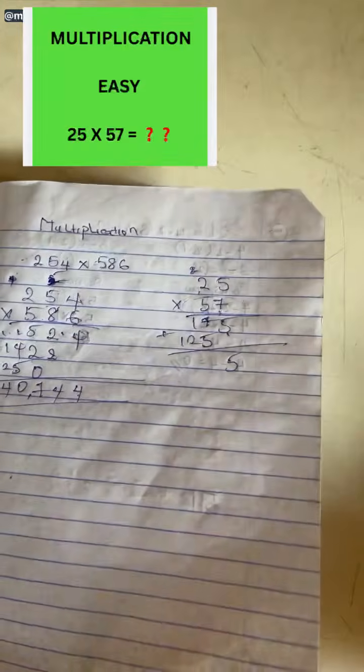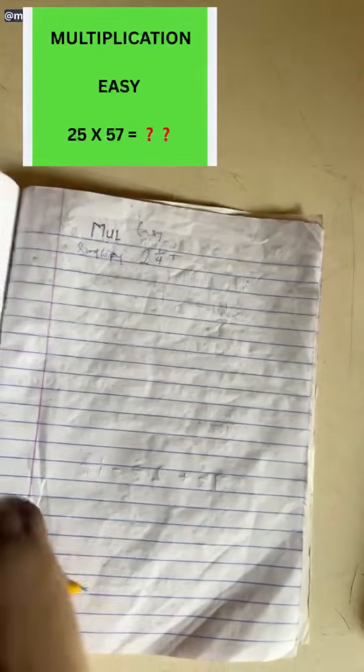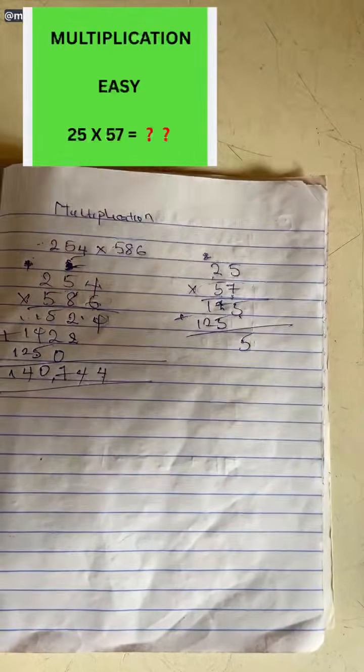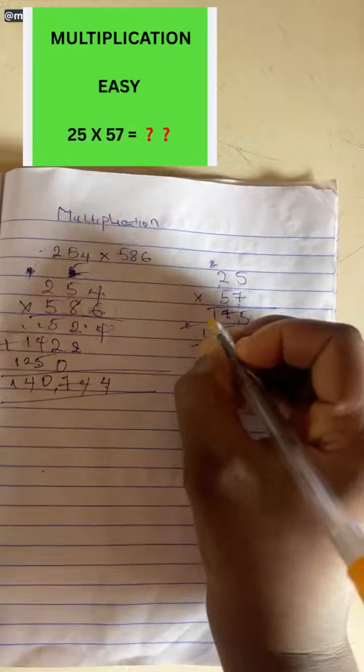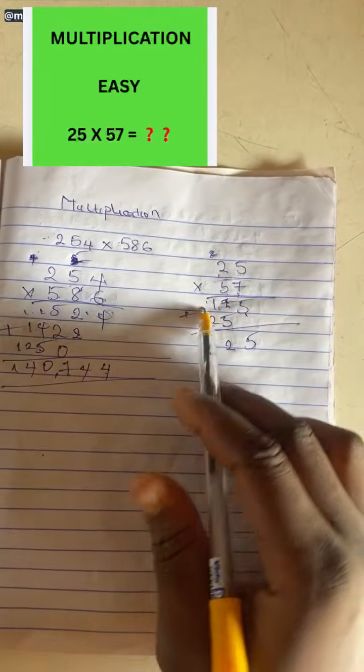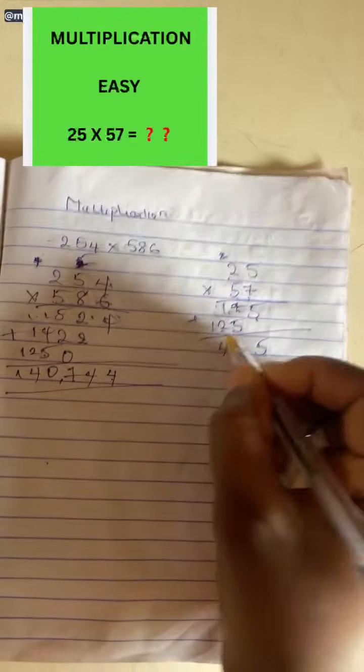7 plus 5 is going to give us 7, 8, 9, 10, 11, 12. So carry 1. 2 plus 1 is 3, plus this small one here is 4. You bring down 1.